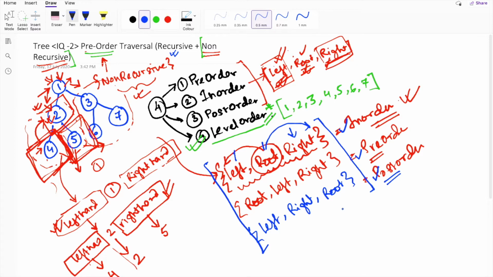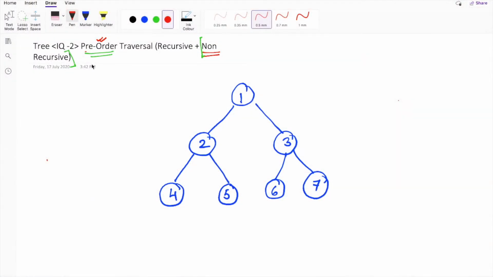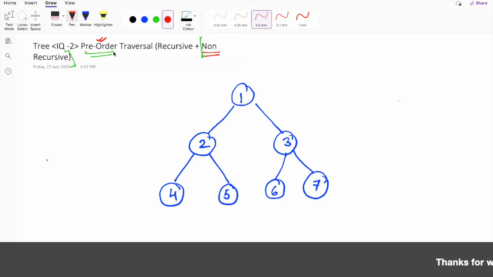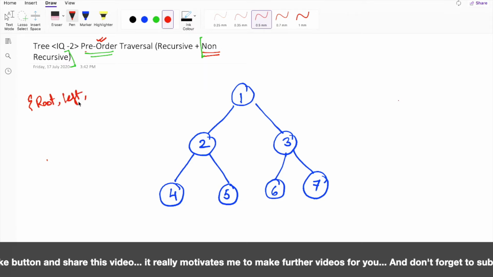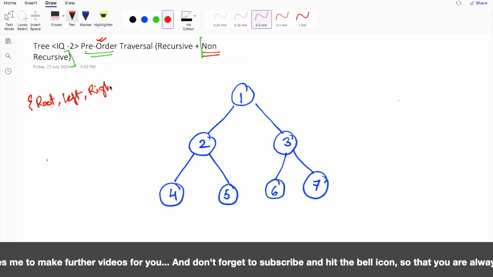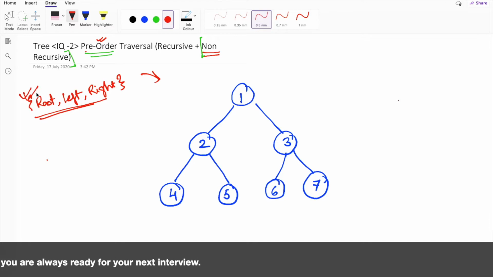Now let's go into a deeper understanding of the pre-order traversal using our whiteboard session. As we have discussed, the order in which we traverse a node in pre-order is that we first print the root node, then go to its left subtree, and then its right subtree. The concept is that we implement this algorithm of traversing root, left and right for each and every node present here.